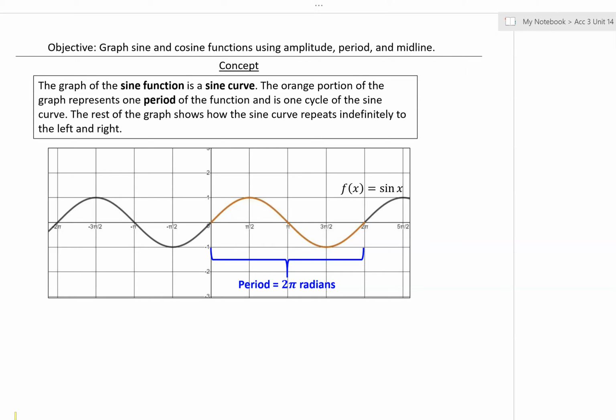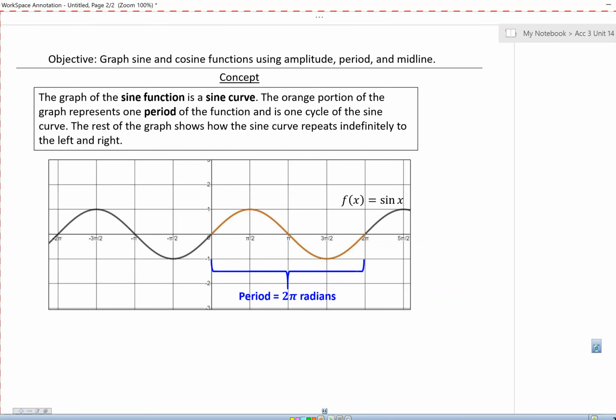In this lesson we are going to talk about how to graph sine and cosine functions using some of the characteristics of the function: amplitude, period, and midline. First off, we are going to talk about what we mean by the period of a sine function or a cosine function. The parent functions have the same period, which makes it easier to remember. What we're looking at here is the graph of f of x equals sine of x.